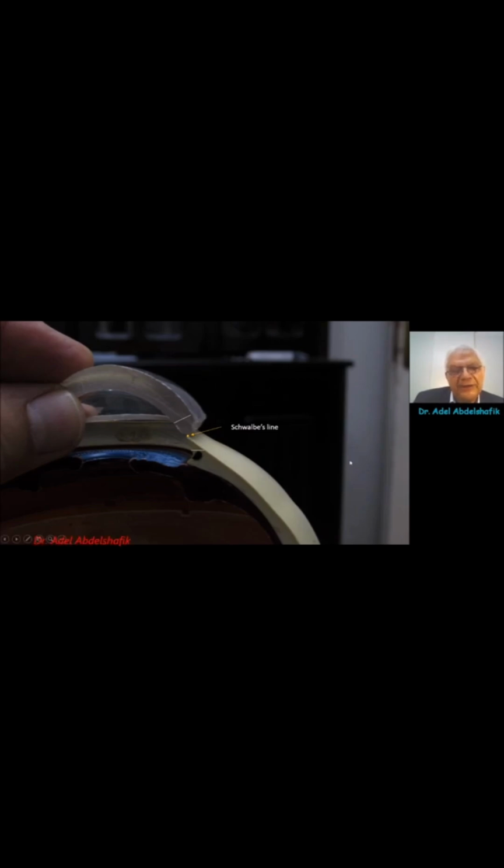Actually, this model is not accurate. It should be like that. We all know that the corneal wedge is inserted into the opaque sclera. So in reality, you are going to see this area translucent, this area opaque. If you follow to the inner surface, this is the location of the Schwalbe's line.